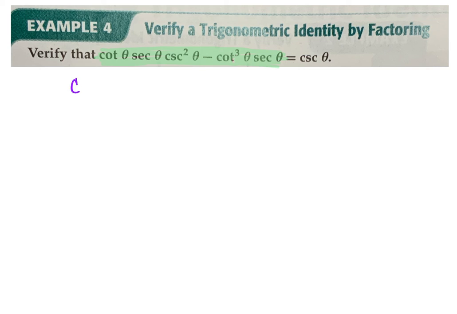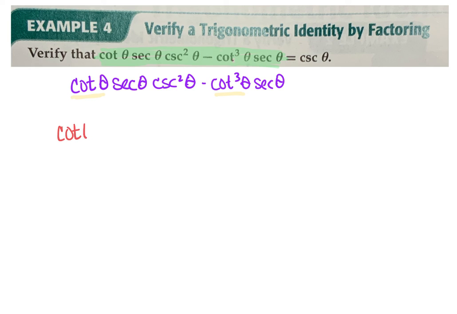All right, so we have cotangent of theta, secant of theta, cosecant squared of theta minus cotangent cubed of theta, secant of theta. Let's write one more trig function if we can. Here's what I'm going to say. What do I have in common between both of those? I have a couple things, don't I? I have a cotangent in common. I can take one of those out, right? So I'm going to take out a cotangent. What else do I have in common? A secant. So I'm going to take out a secant.